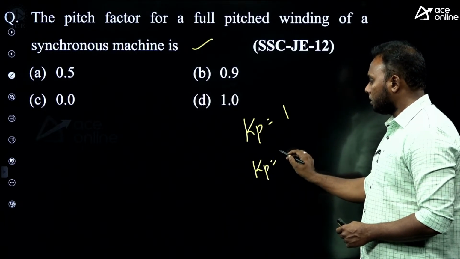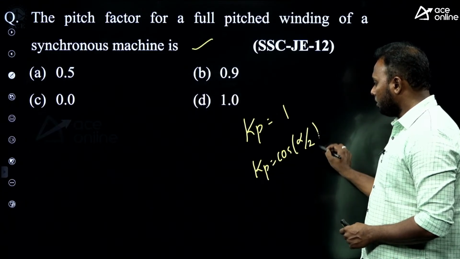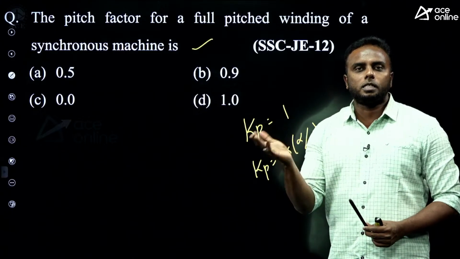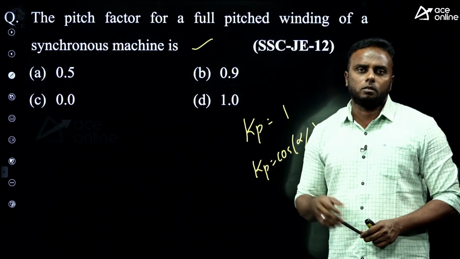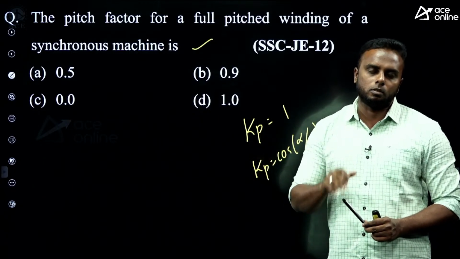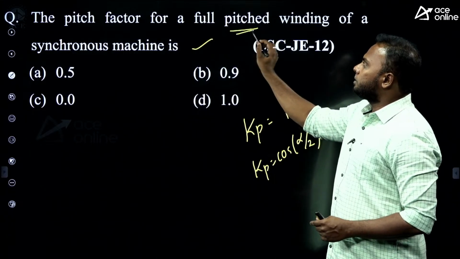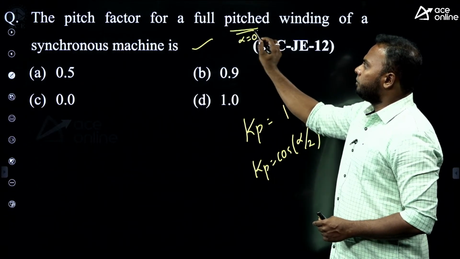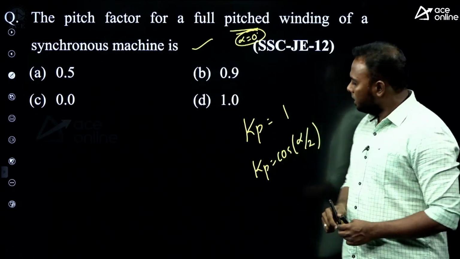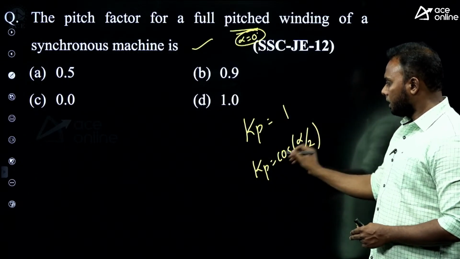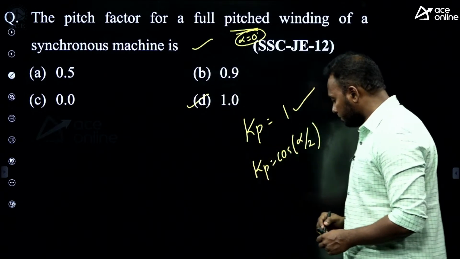Pitch factor is cos of alpha by 2, where alpha is called short pitched angle. How much angle the coil is short pitched? That depends on slots. 1 slot is short pitched or 2 slots is short pitched. But right now here full pitch winding is given. Full pitch means alpha equal to 0, means we have not short pitched. That's why alpha is 0. No short pitch angle. As alpha is 0, what is cos 0? 1. Pitch factor is 1 for full pitch winding.